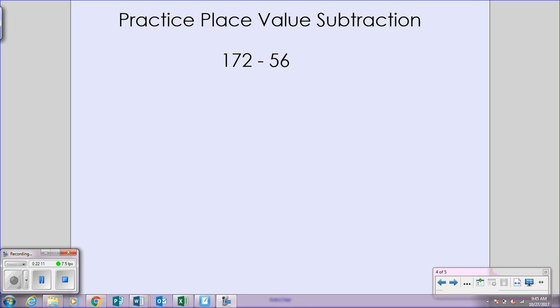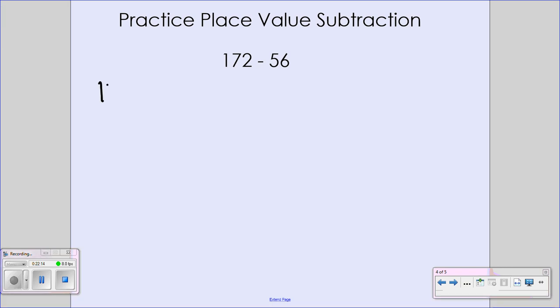Then you write out your equation. 172 is my first number. That goes first. And then when I'm setting up 56, I want to make sure my ones are in line with my ones. So 6 is in my one column. It's going to go here. 5 is going to go here. Does that make sense? Yes. All right. I want to also put a 0 here.